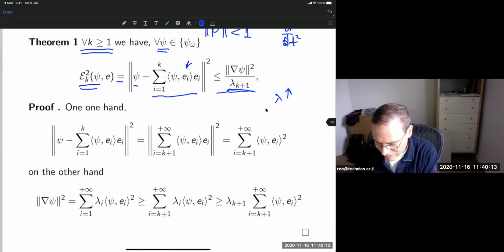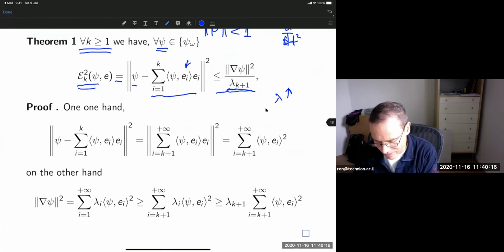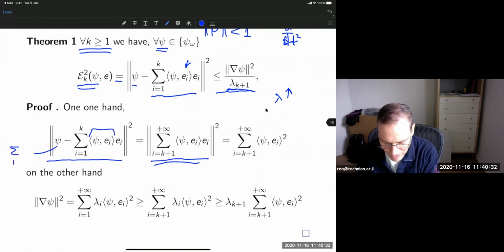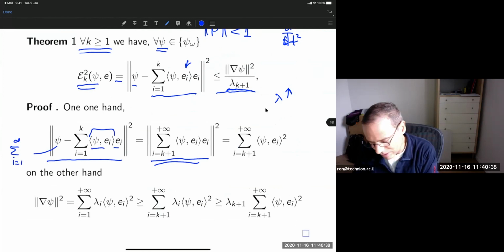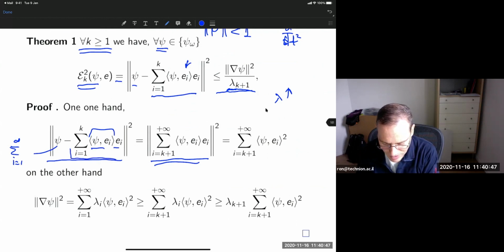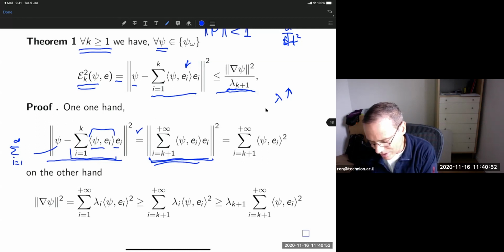So let's prove that. And the proof, again, as I told you, is relatively simple. If I look at the error, it would be nothing but the residual of my projection of psi onto the e_i's. I can write psi as the sum from i equals one to infinity of the coefficients projected onto the eigenfunctions. And if I take it to infinity and subtract only this part of the sequence, I get this part. Okay, so there is a check mark on this equality.